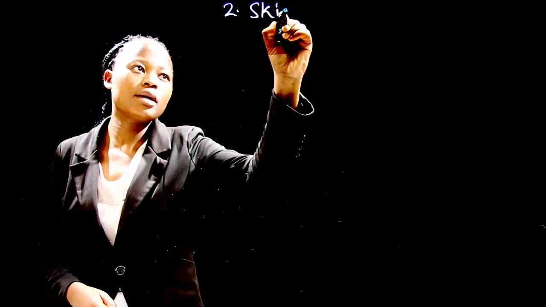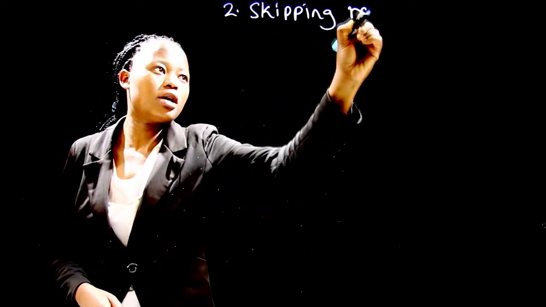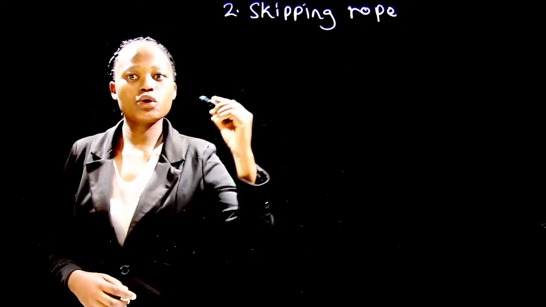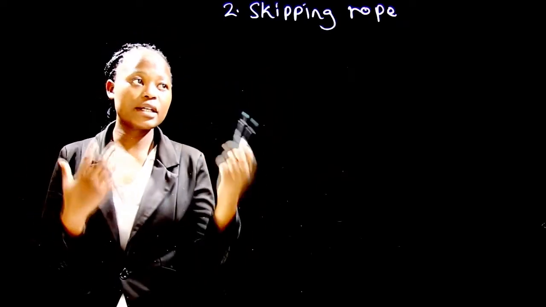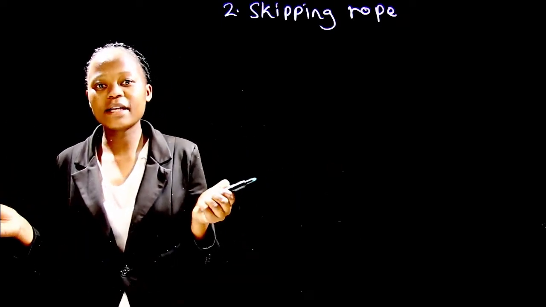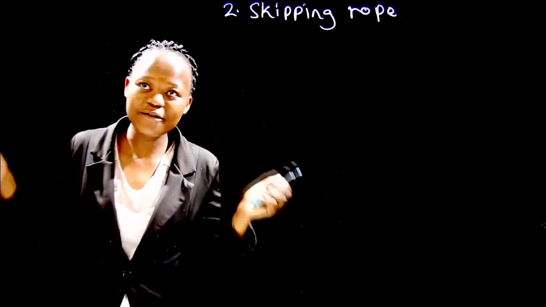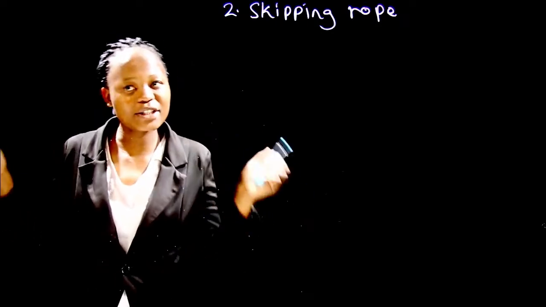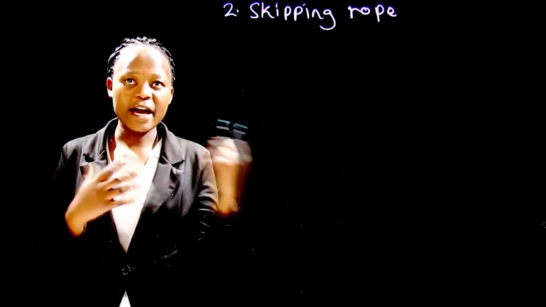Number two, we have skipping rope. So you need a lot of energy when skipping a rope, for you to skip a rope and sing. Number 28, I went for a walk, but now I stop on a break. You need a lot of energy.